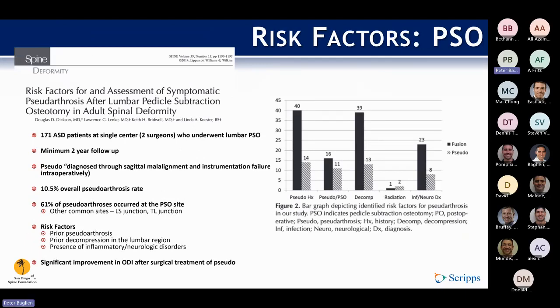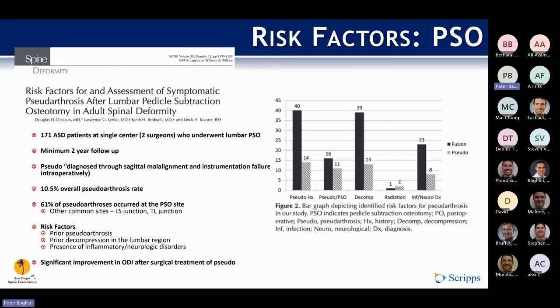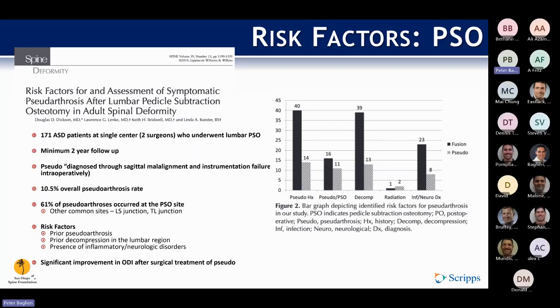Other risk factors: pedicle subtraction osteotomies. This was a paper published in 2014 that looked at 171 adult spinal deformity cases that underwent pedicle subtraction osteotomies. They found an overall pseudoarthrosis rate of about 10%, but the majority of those occurred at the osteotomy site. And so I think there's a practice trend I saw from some technique guides about ensuring that there's good bone graft and BMP2 placed at those higher-risk pseudoarthrosis sites, as well as the TL and LS junction, in order to promote fusion.